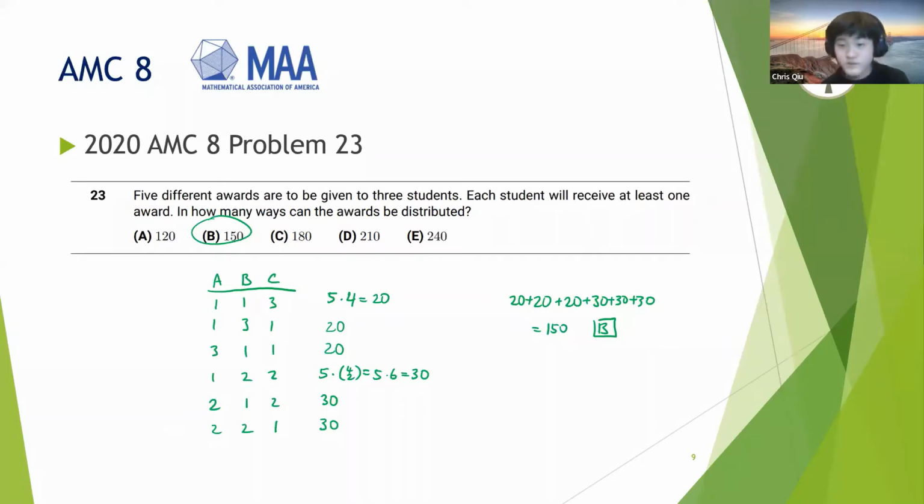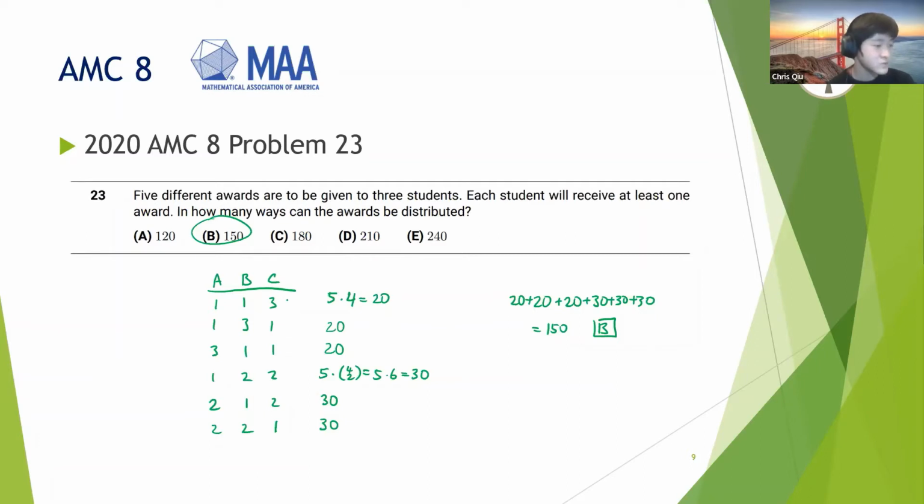How can you get 20 ways for 131? In the case of 131, we're basically shuffling the people. Since in our first case, we have 1 person having 3 awards and 2 people having 1 award. And in the second case, it's the same deal, but instead we have B and C swapped. So instead of B having 1 award and C having 3 awards, we have B has 3 awards and C has 1 award.